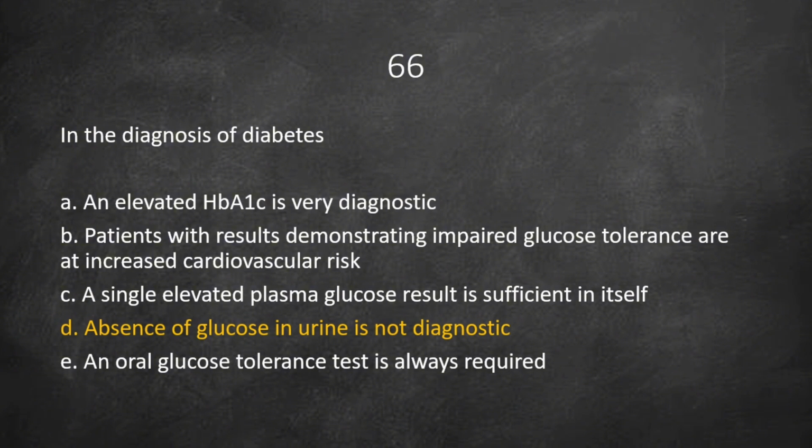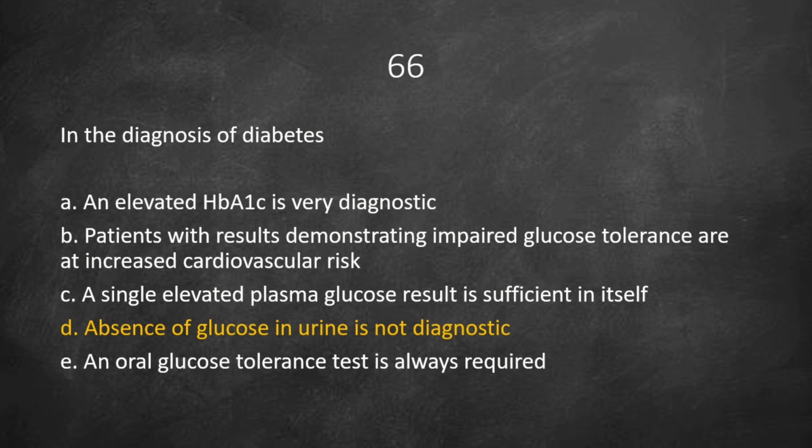Then if you look at option D, which we are selecting as our answer, the absence of glucose in urine is not diagnostic. This is correct, because the absence of glucose in urine is not used to diagnose diabetes. Glucose may not appear in urine until the blood glucose levels are very high, so its absence does not rule out diabetes. Urinary glucose is more often used as a monitoring tool rather than a diagnostic tool. That's very true, a very correct statement.